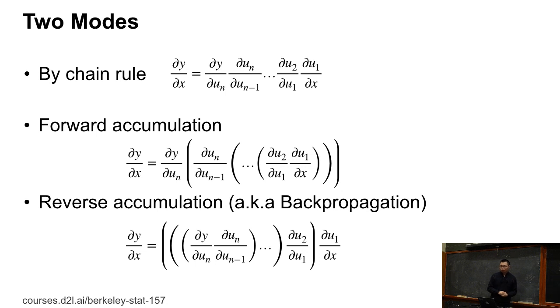The other approach we call reverse accumulation. In the special case, it's called backpropagation, which is pretty famous in deep learning. Actually, we first evaluate partial Y over partial UN. Then we multiply the result with partial UN over partial UN minus 1 and move on until we get partial U1 over partial X. So then we finish the computation.